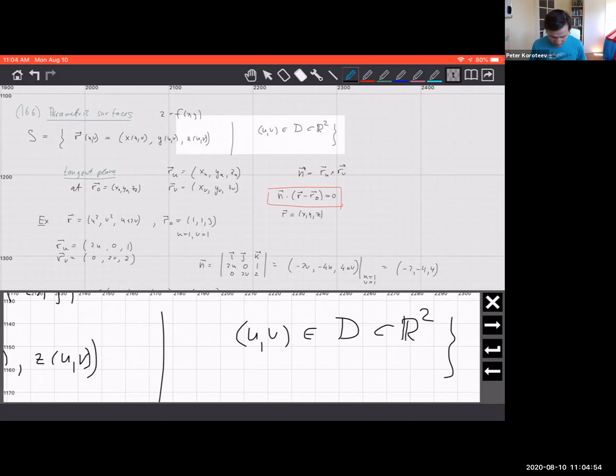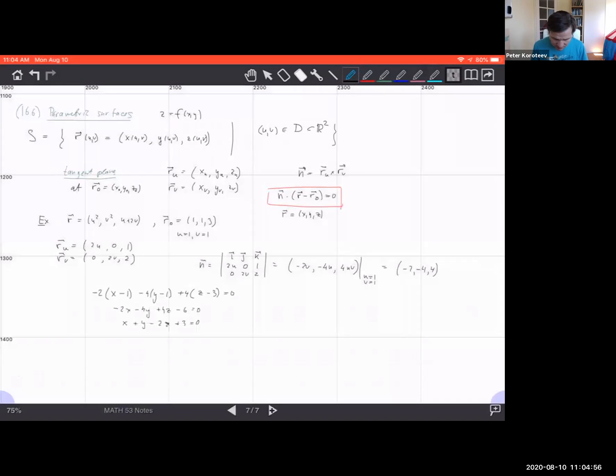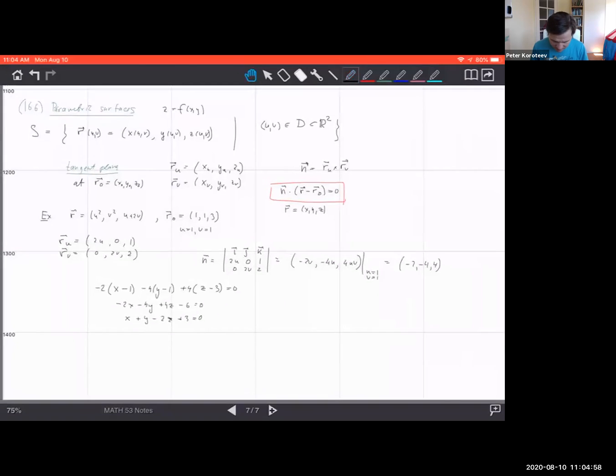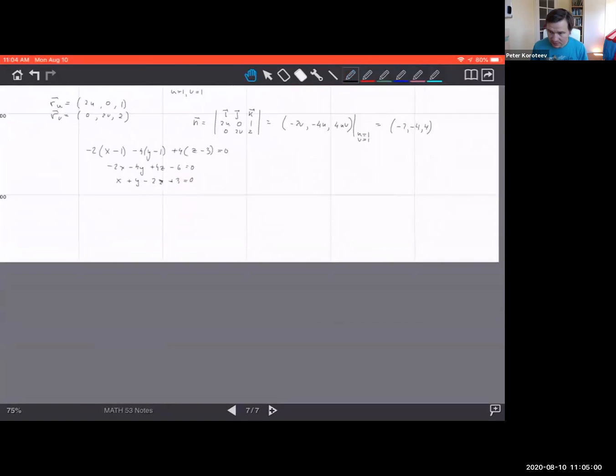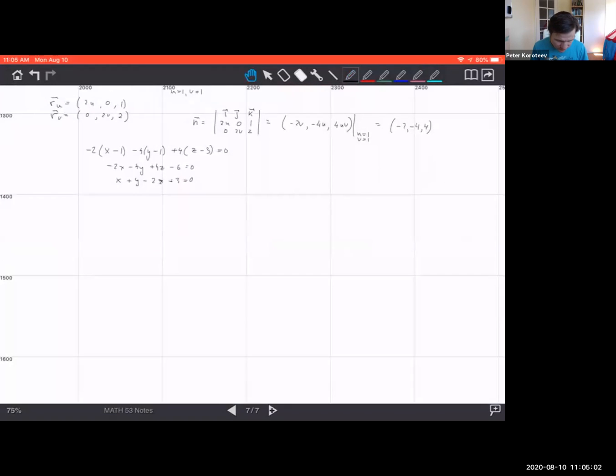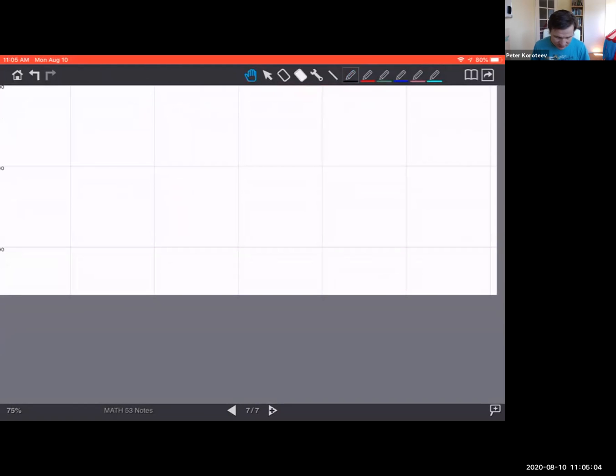Okay, good. So this brings us to the next topic, which is calculating the surface area of an arbitrary surface, which is given by parametric equations.